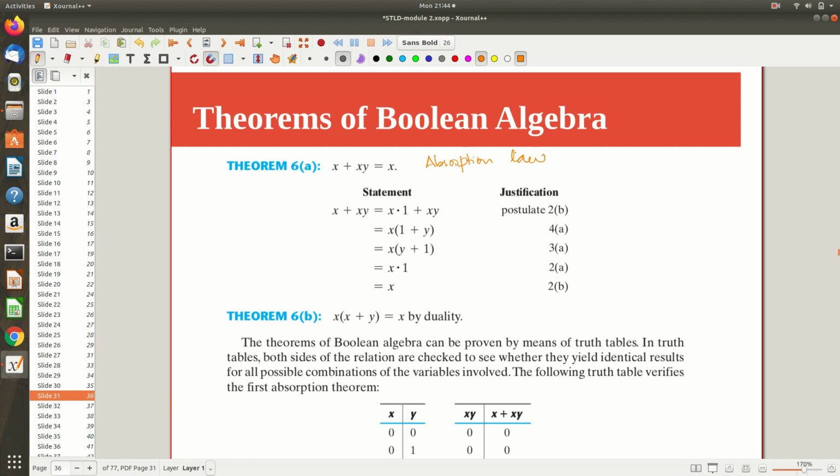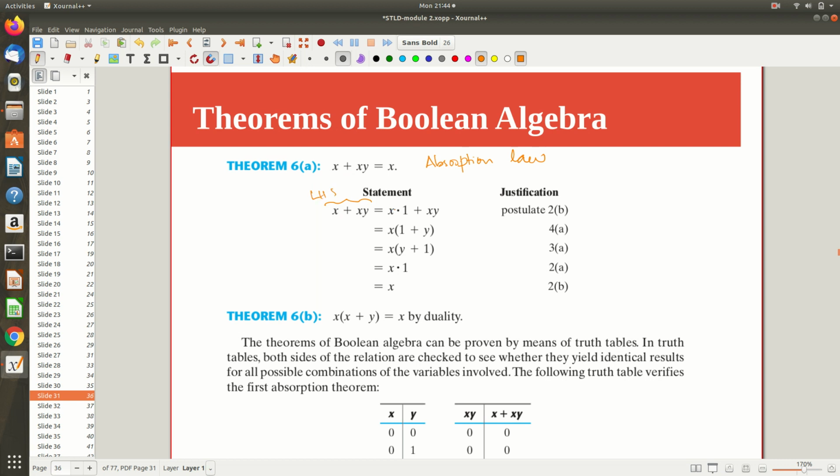Here you can see that the variable x is absorbing the entire expression. So how can we prove it? Here also we are using somewhat similar steps. So what I did is, we started with the left hand side, right?